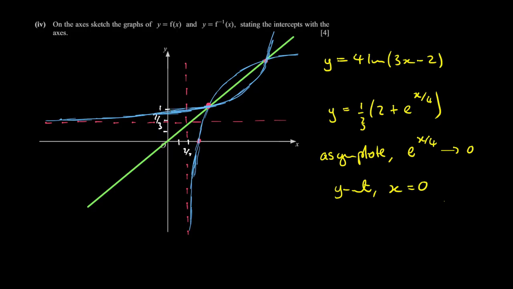So hopefully you can see how we can sketch a logarithmic graph and an exponential graph. We've got to know where the asymptote is, and we've got to be able to calculate where the x and y-intercepts are, but also we can use our knowledge of the fact that these two graphs are inverses, and therefore if they're inverses, they reflect in the line y equals x. Okay, I hope that was helpful.